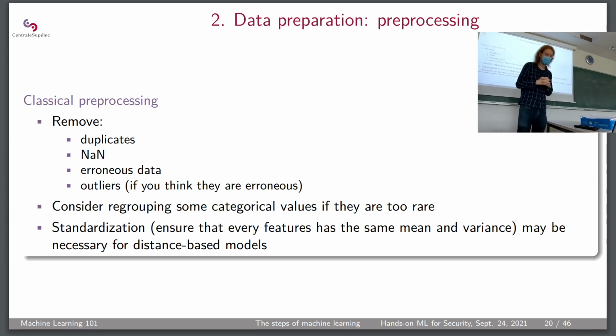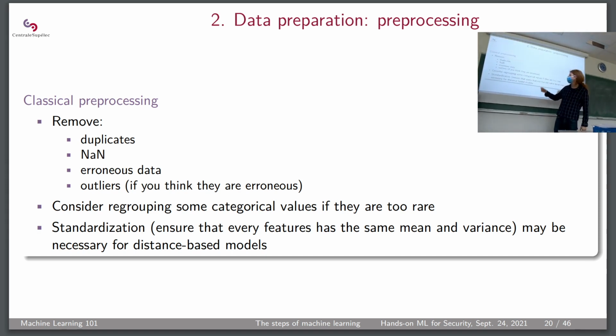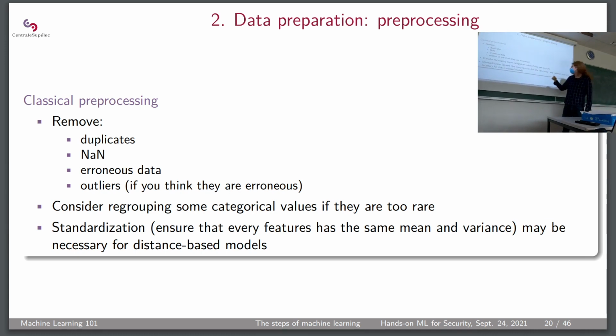Another useful preprocessing for machine learning is standardization, when you ensure that every continuous feature has the same mean and same variance. And we'll see later, it's useful for distance-based models.